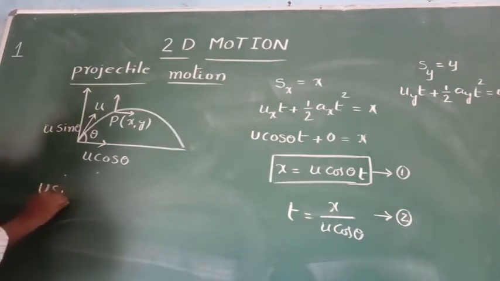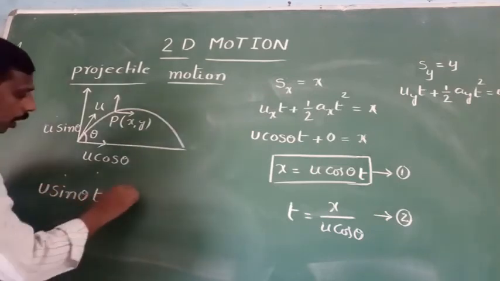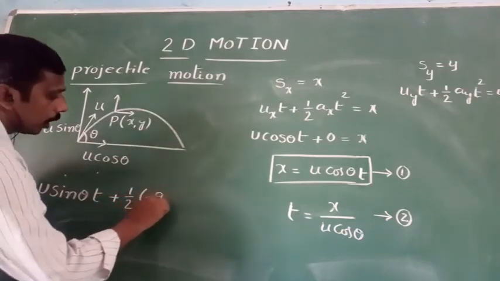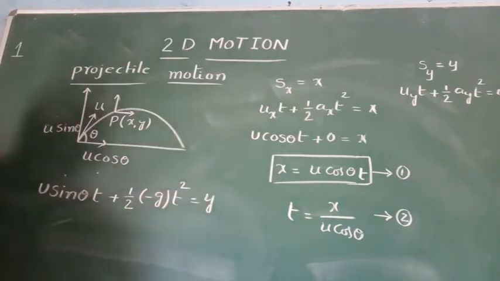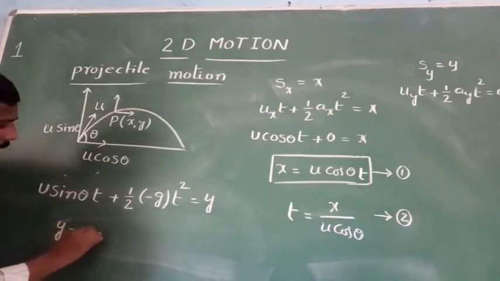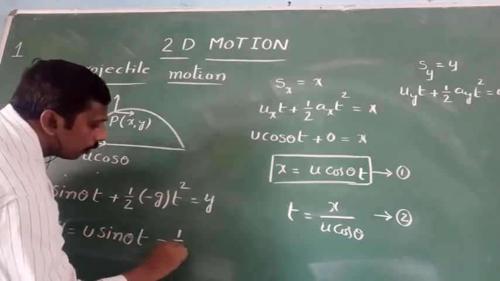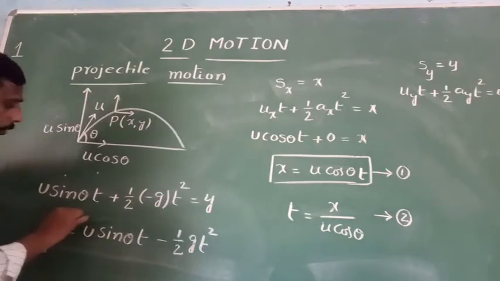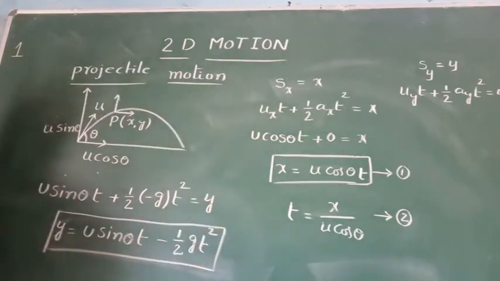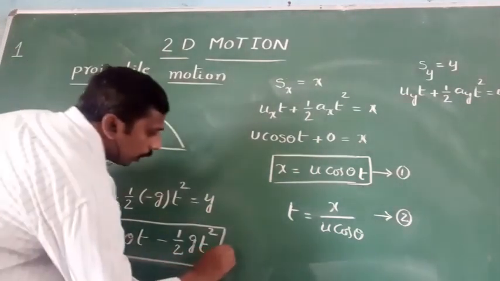So u sin theta into t plus half of a is equal to minus g, into t square is equal to y. From this, y is equal to u sin theta into t minus half g t square. This is the displacement along the y direction in t seconds. Say this is equation 3.